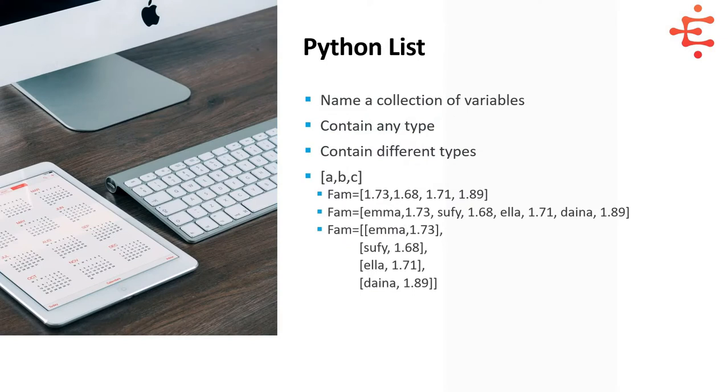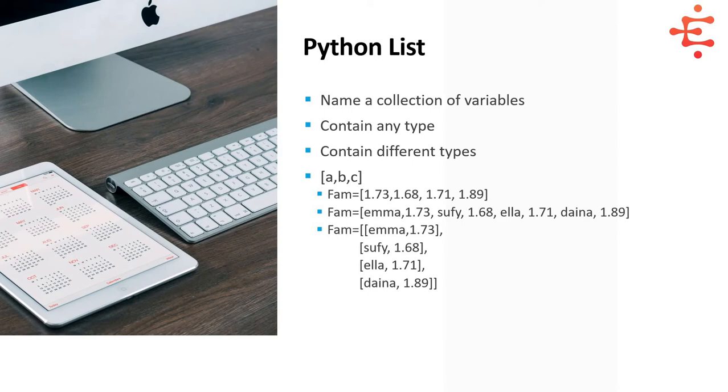All right, so you can see here, we can check it in bullet points. What is a Python list? It names a collection of variables: we have a collection of variables and we can name those collection of variables with a single name. We can give a list name, or a single name, to a collection of variable values. Python lists contain any type. They can contain integers, floats, booleans, strings, and so on, right?